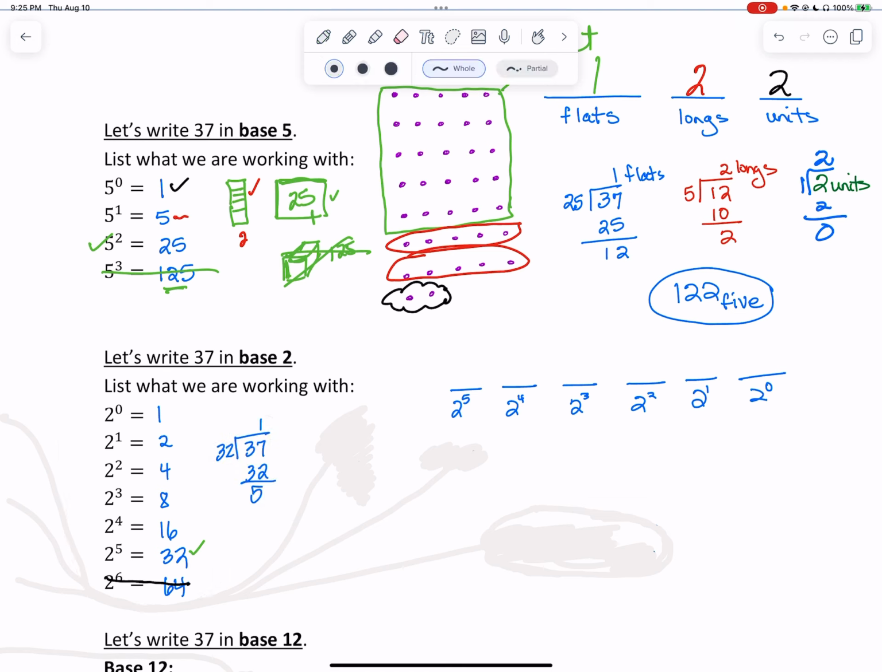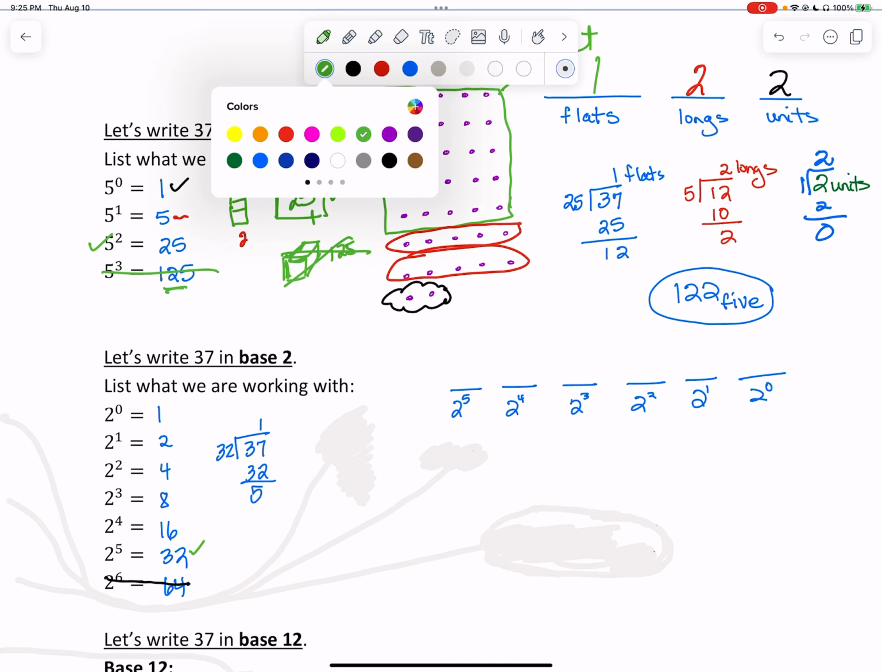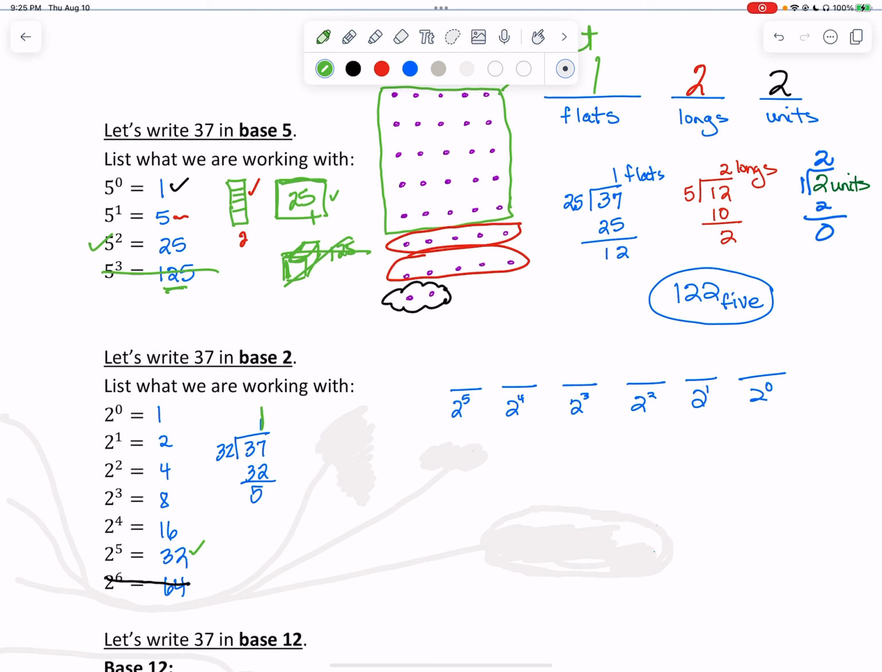So I got 1 of my 2 to the 5th. So I'll put my 1 there, and I have how many left over? I've got my 5 left over, right? So I've got this 5 left over. So now I'm going to write down 5. Okay, so there's my 5.